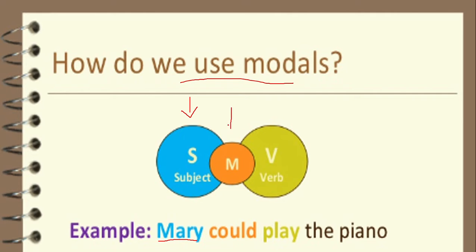This is the modal, could. Could is a modal. Directly after the subject, the modal comes, and directly after the modal, the verb comes. Mary could play the piano, and piano is the object. After the verb comes the object.